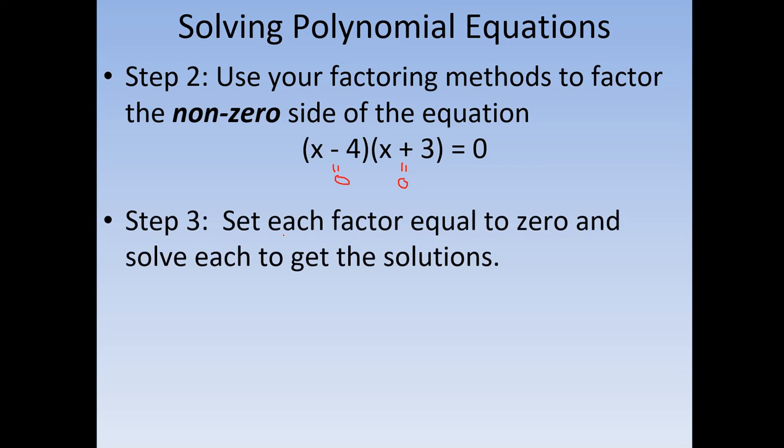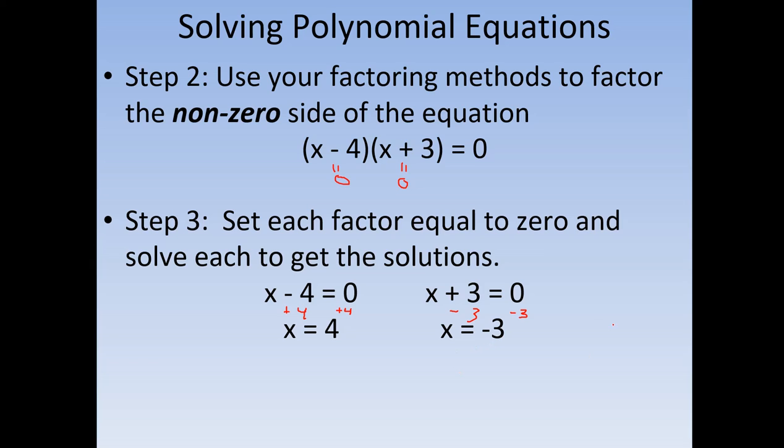So what we're going to do is set each of these factors to 0 and then solve it like a linear expression to get our solutions. So I'm going to take the x minus 4, set it equal to 0, and the x plus 3 equal to 0. Because this is x minus 4, I'm going to do the opposite and add 4 to both sides. And over here, because this is plus 3, I'm going to again do the opposite, minus 3 to both sides. And I end up getting x equals 4 here and x equals negative 3.